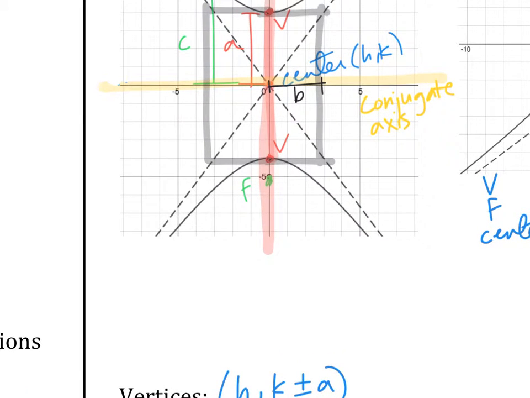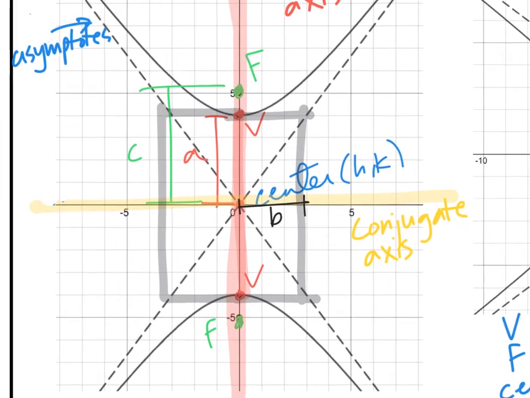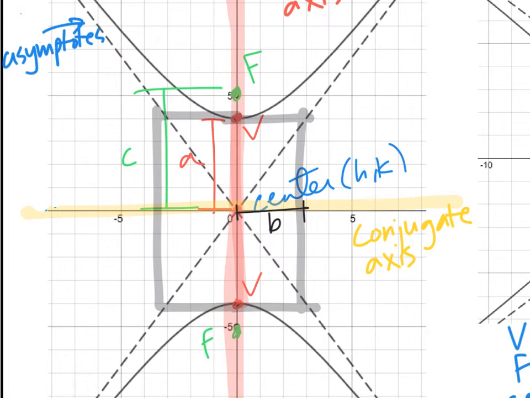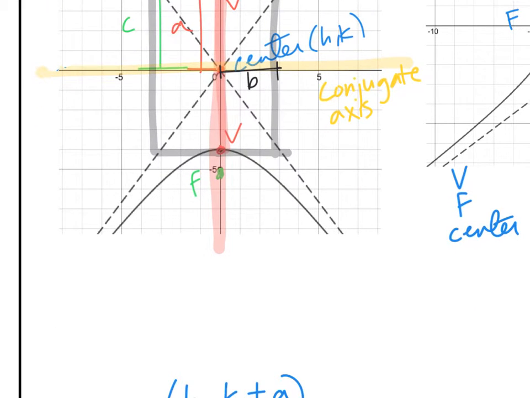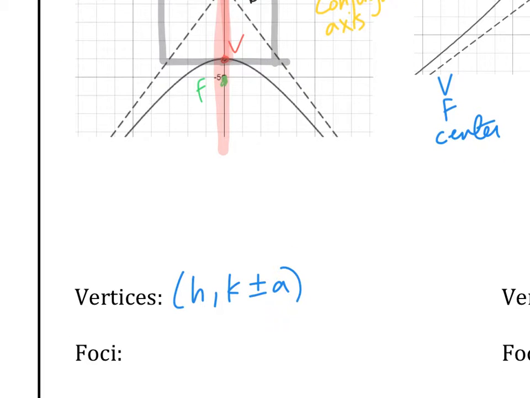Okay, foci. Foci are the green ones. So from center, H, K, how do I get to the foci, or this one on the top? Go up. So go up by what? C. So which one do I move, H or K? K. So that is going to be H comma K plus C to go to the top, and then plus minus C if you want to go to both. H comma K plus minus C.